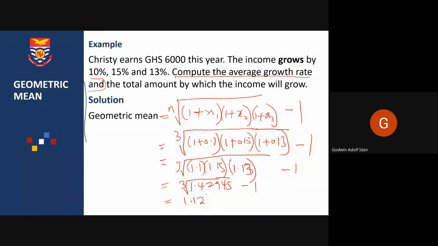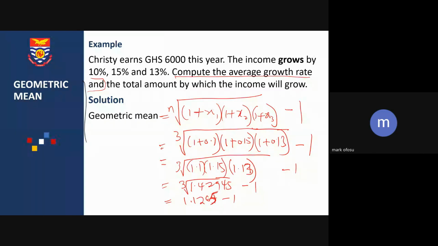Repeat your figure for me, Mark. Mine is 1.1264 78714. Daniel. 1.1264. Yes. Okay. So let's say 1.1265. All right. Okay. Mark, did you have a different figure?